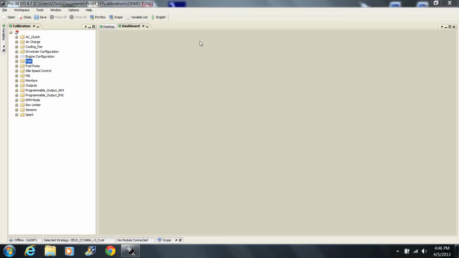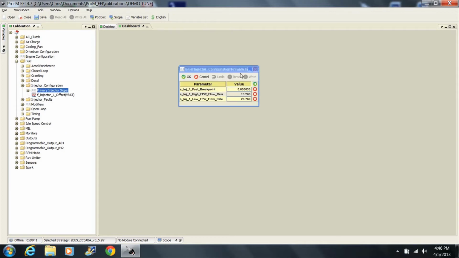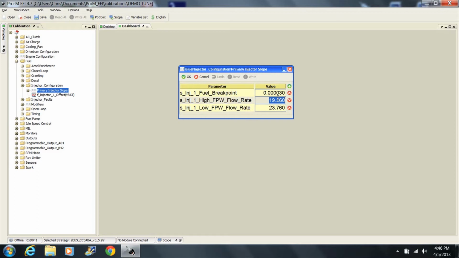Next, you need to enter the fuel injector's high and low flow rate values into the tune. The high flow rate will be the injector's actual flow rating. If using our fuel injectors, the low flow rate is roughly flow rate times 1.25. For example, if you are using 36 pound per hour injectors, 36 would be your high flow rate value, and 45 would be your low flow rate value.